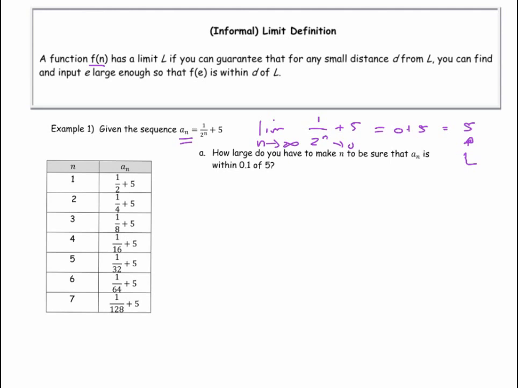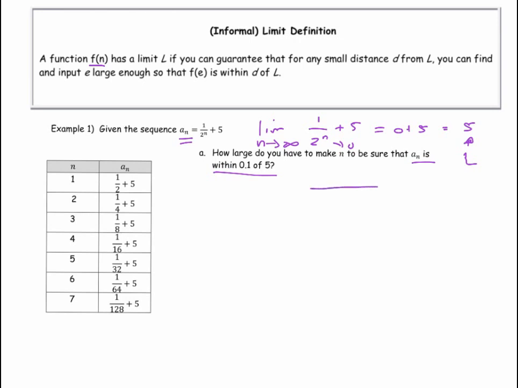Okay, so in this example it says, how large do you have to make n to be sure that a sub n is within 0.1 of 5? It's that language that I think is somewhat confusing for kids. So let's just decode that. We want to make a sub n within 0.1 of 5.